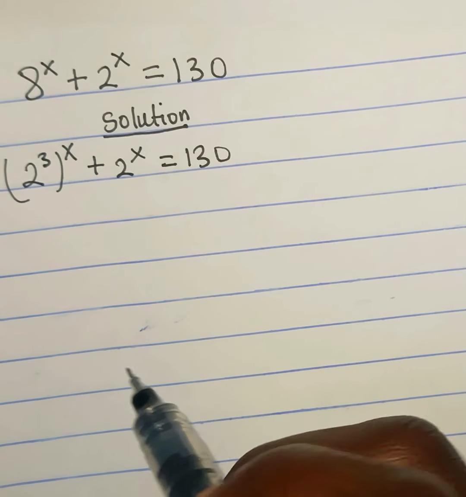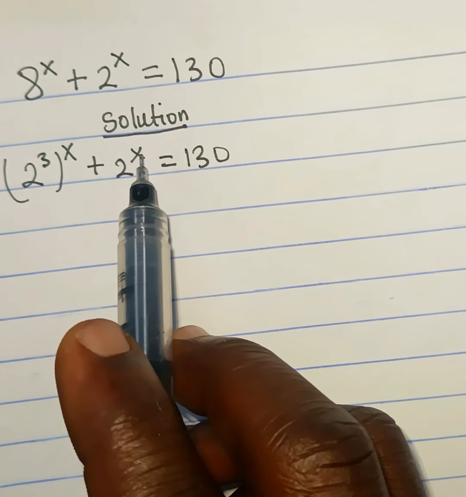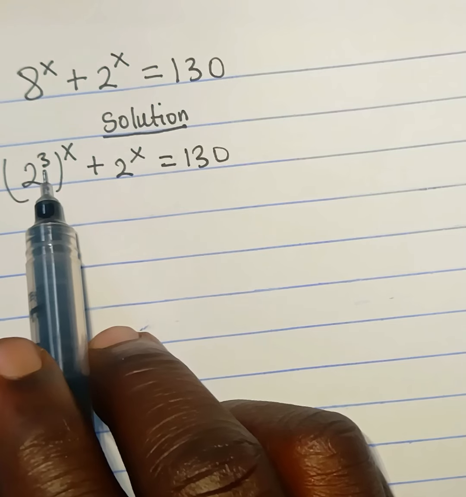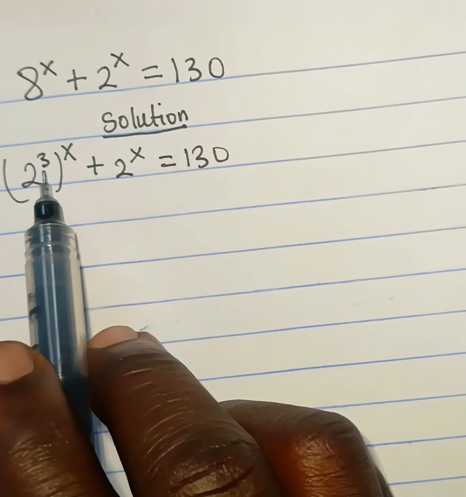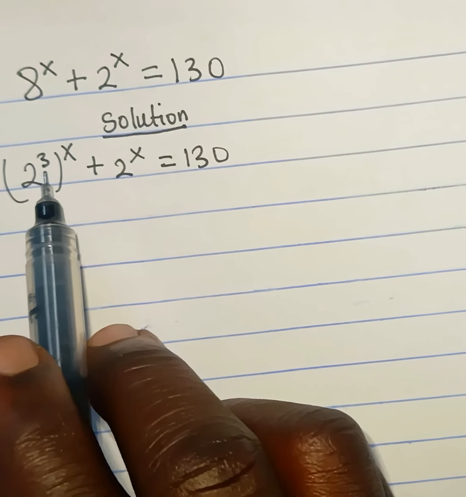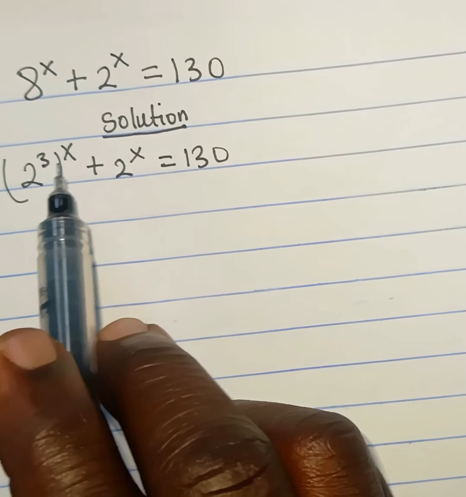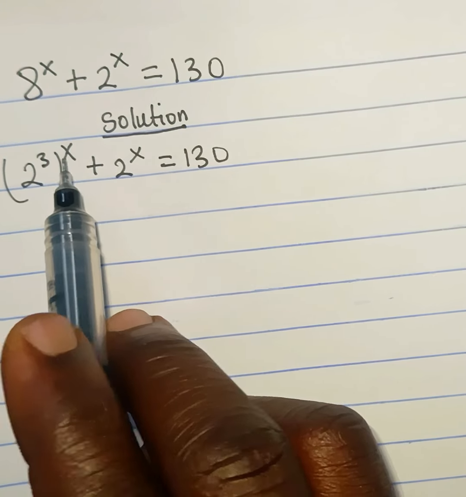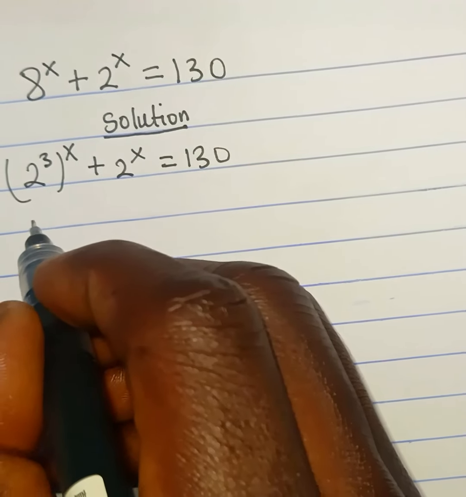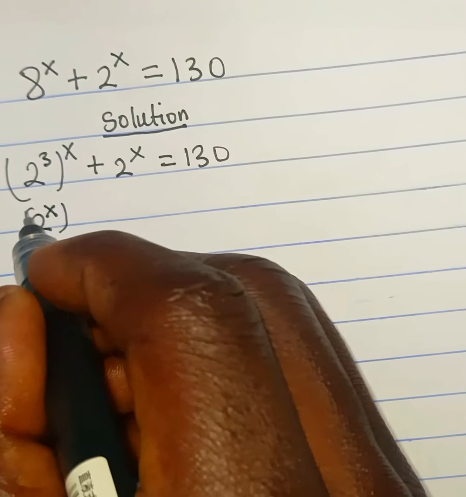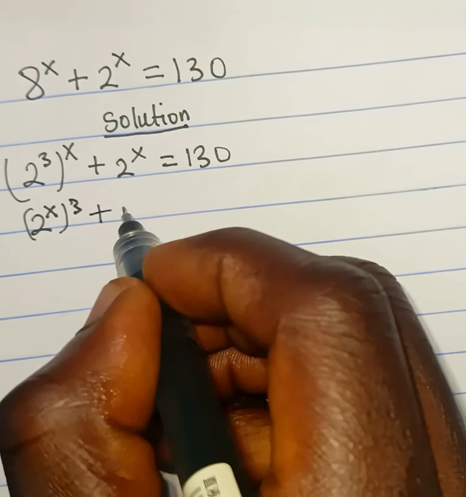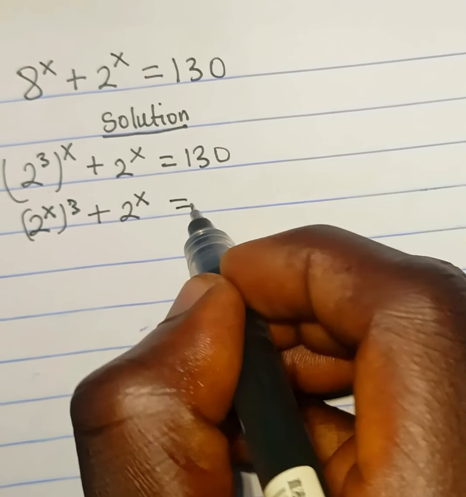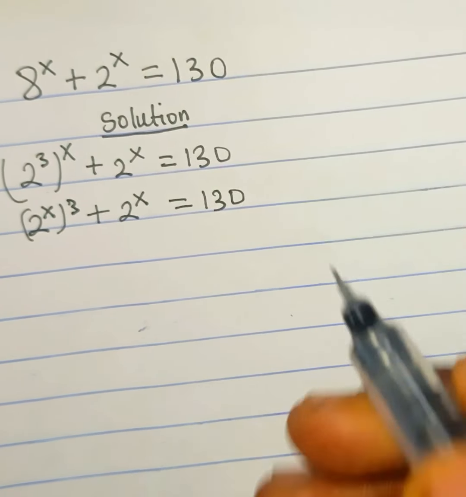The next thing we're going to do is make this 2^x in the form of this. According to the power property of exponents, we can multiply these two powers, so we can switch the powers by bringing this x into the bracket and taking this 3 out. So this term is the same as (2^x)^3, plus 2^x, which is the same as 130.